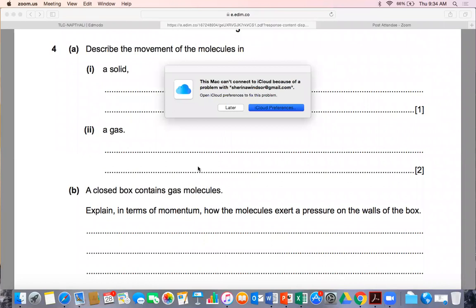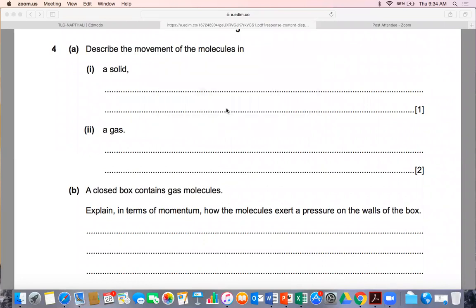Describe the movement of the molecules in a solid. Vibrates. Yep, vibrates. In a gas? They move around freely, in all directions. Random. Further apart. It says movement, so you have to talk about how it moves. The keyword here is movement.